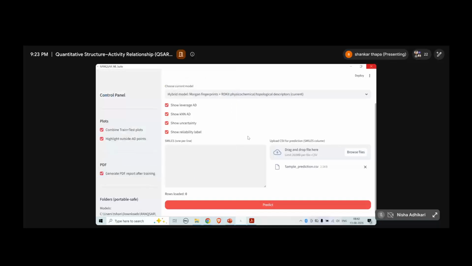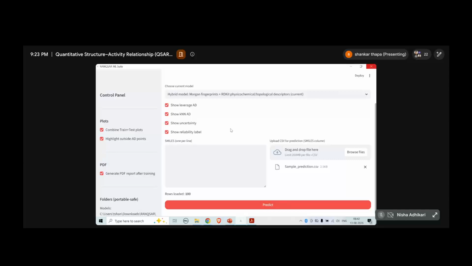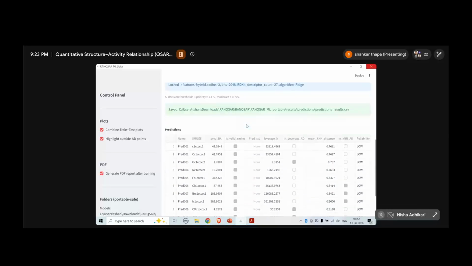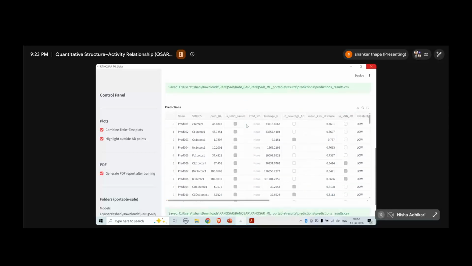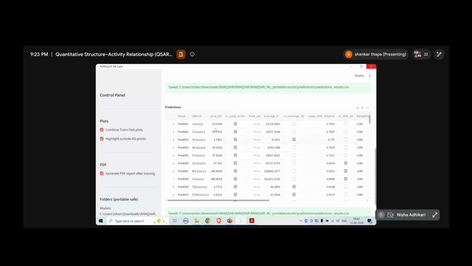sample predictions, and check all these things so that it will calculate the reliability and everything. It's already uploaded, and now predict it. You can predict here. The predictions are there, like predicted biological activity, PA, is given here. So this is your predicted IC50 value. Actually it's a pIC50 value.